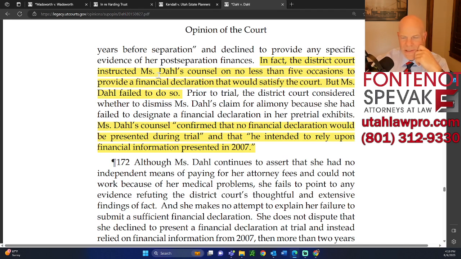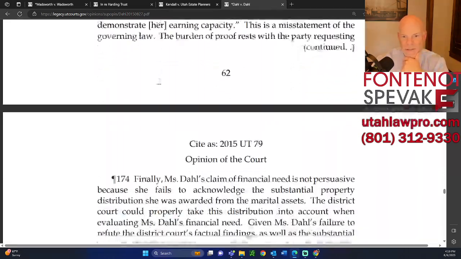Make sure your attorney is submitting the financial declaration. And the financial declaration needs to be done properly. It needs to be accurate, but it needs to show that you have a need if you're going to be making a claim for attorney fees or for alimony.